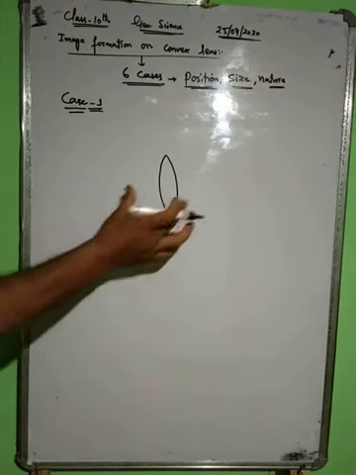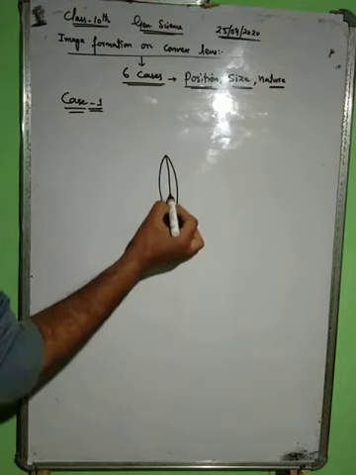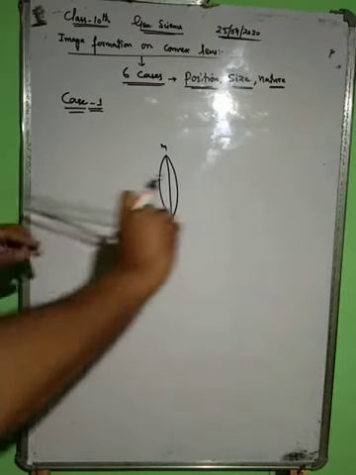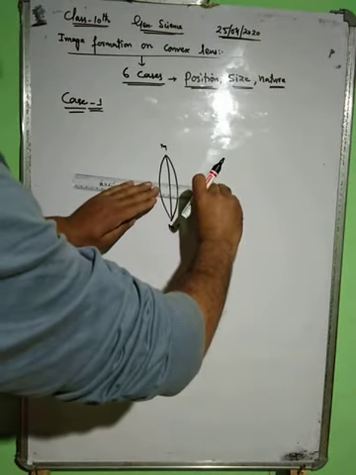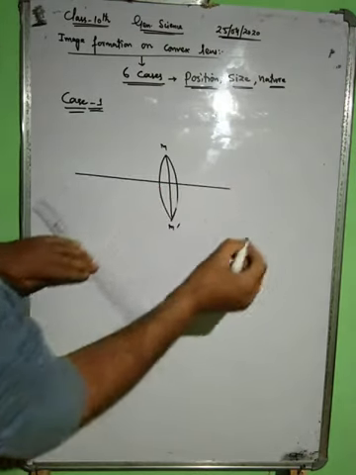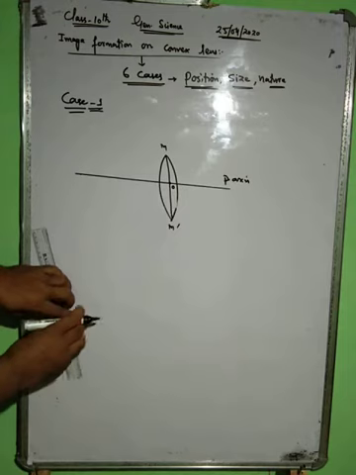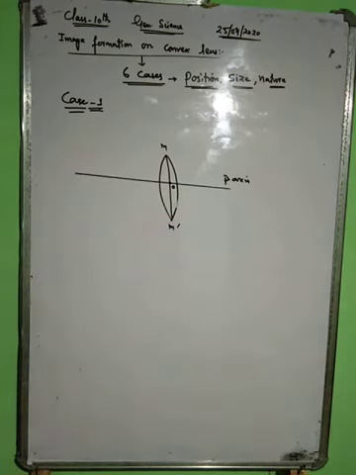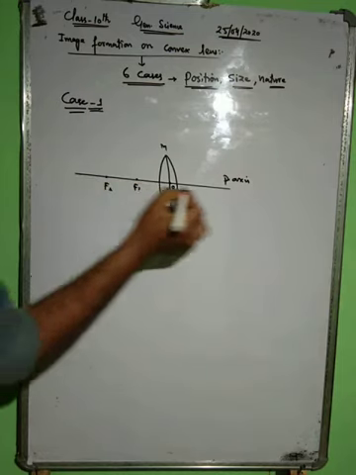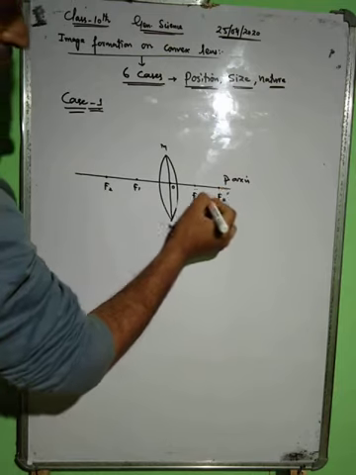This is a convex lens, thicker in the center and thinner at the edges. This is its aperture, MM dash. This is the straight imaginary horizontal line passing through the optical center, what we call the principal axis. This is F1, this is F2, this is F1 dash, and this is F2 dash.